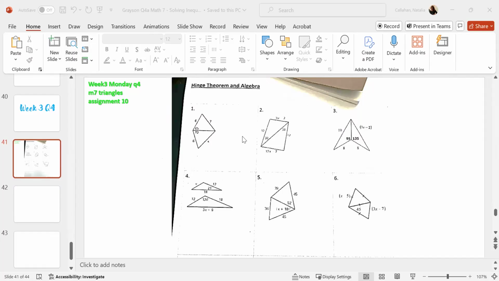Okay, so this is week 3 Monday, quarter 4 on triangles, assignment number 10. All right, so hinge theorem and algebra.